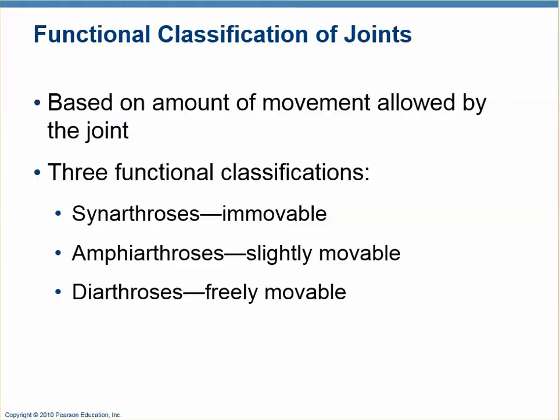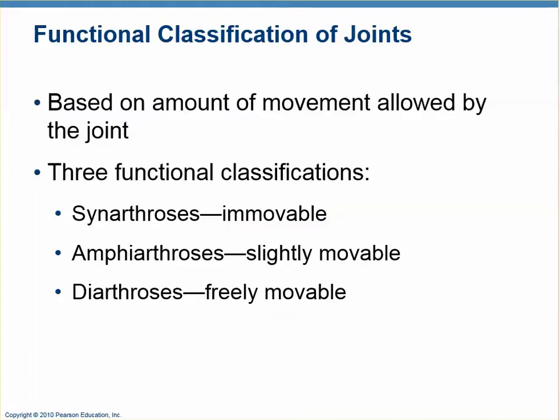Diarthrosis, dia means through, so they're the freely movable joints. So these are the joints that you think of when you think of joints. These are the joints like your elbow or your shoulder, things like that. The bones move freely in relation to one another.